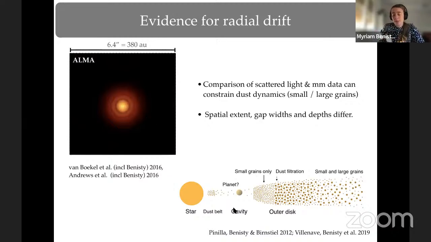And that's again something that we expect when we have a planet that will, as I was mentioning in the introduction, have the large grains accumulate at the pressure maximum, while the small grains that are very well coupled to the gas, like the dust in the wind, will just flow inward, and you will end up having different gap properties.